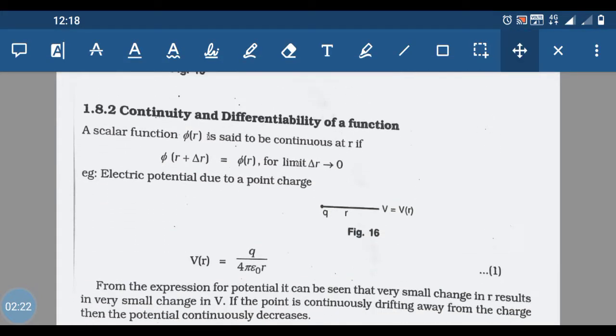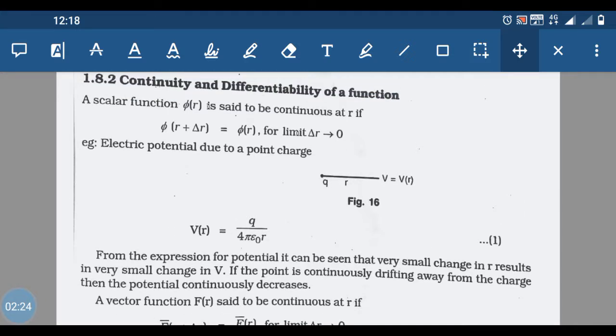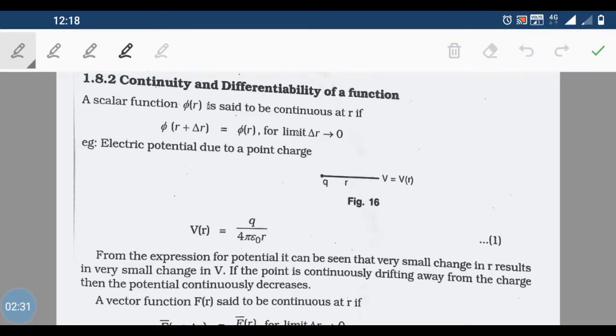Next we can see the case of continuity and differentiability of a function. A scalar function is said to be continuous at r if the condition phi of r plus delta r is equal to phi of r holds for the limit delta r tends to 0. This is the definition of a function to be continuous. That is, a scalar function is continuous if it satisfies this relation.